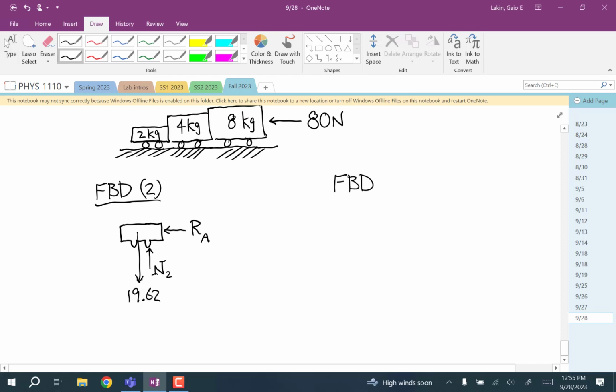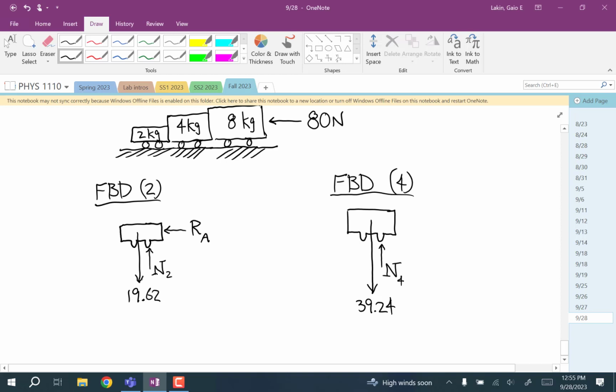Now, free body diagram of the 4 kilogram. There's a weight force down that's equal to 4 times 9.81, so 39.24. There's a pushing force up from the ground, and I'll call that N4.